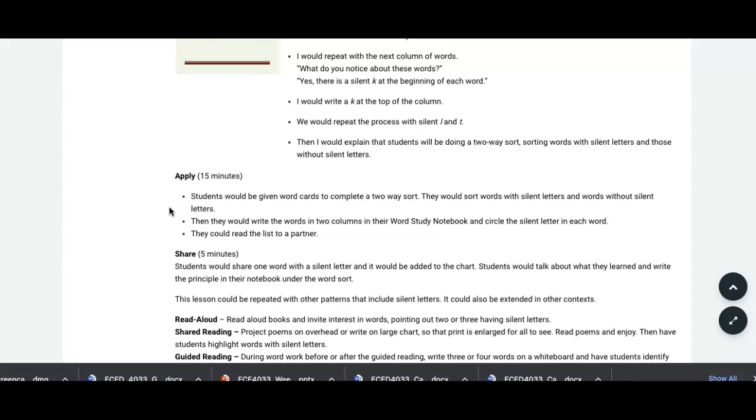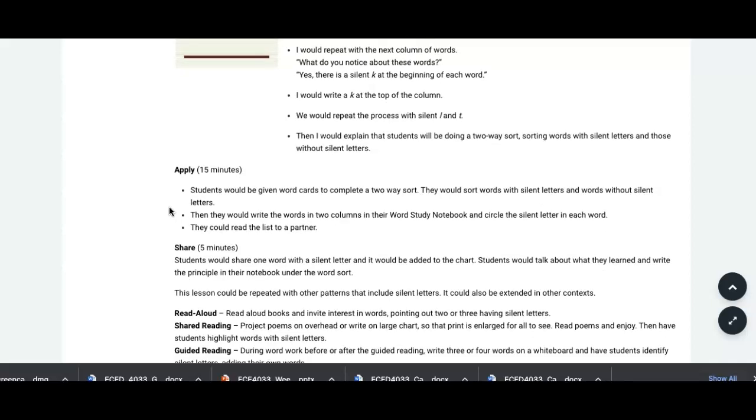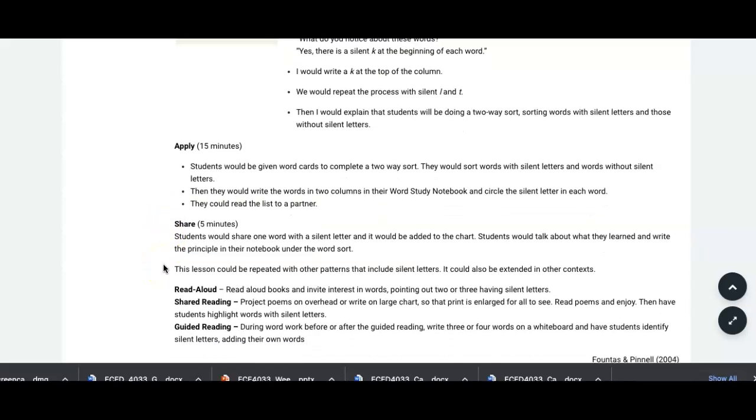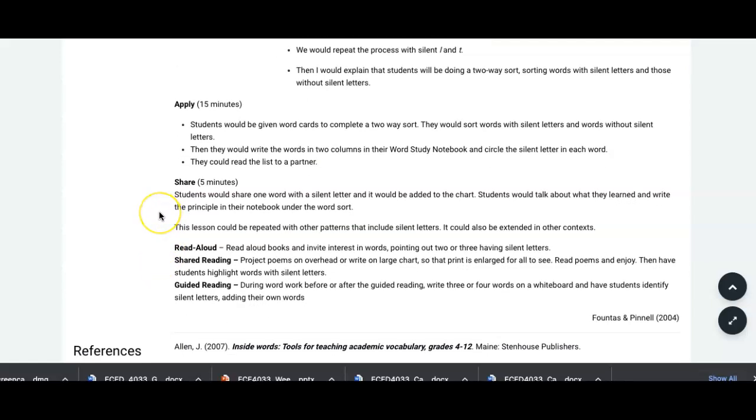Then they would write the words in the two columns in their word study notebook or a piece of paper that I've given them, and they're going to circle the silent letter in each word. And then they could read the list to a partner. That's only going to be about 15 minutes in length. Then we're coming to the sharing part. The students share one word with a silent letter, and we add it to the chart. Students would talk about what they learned and write the principle in their notebook under the word sort.